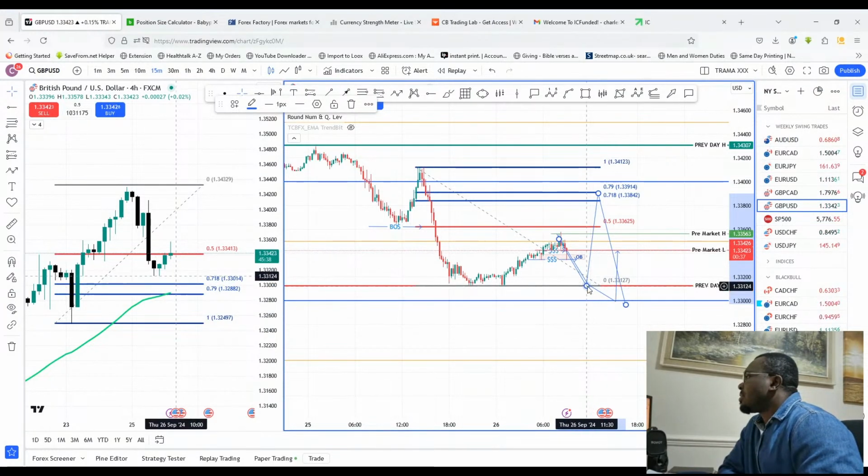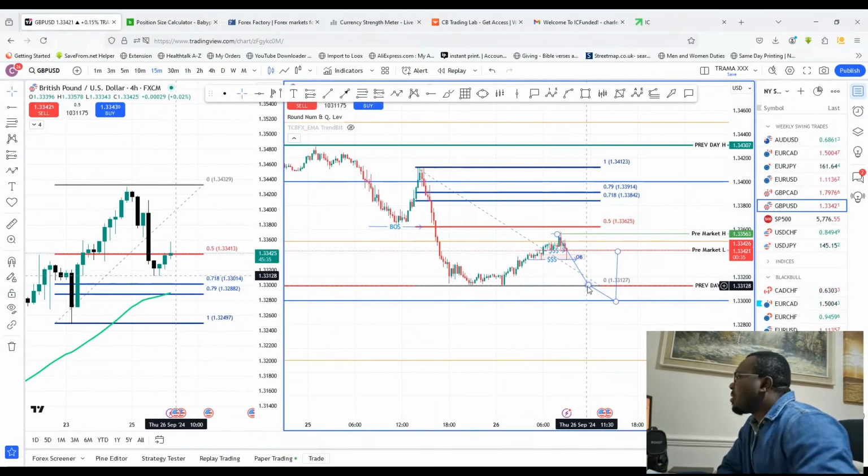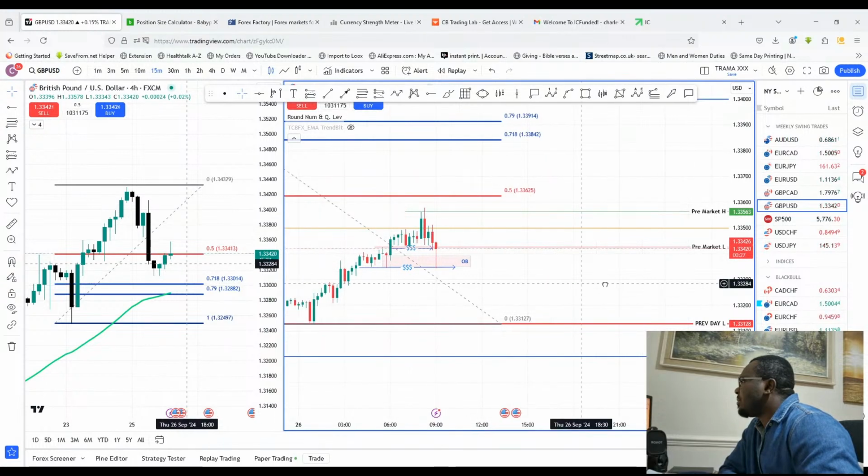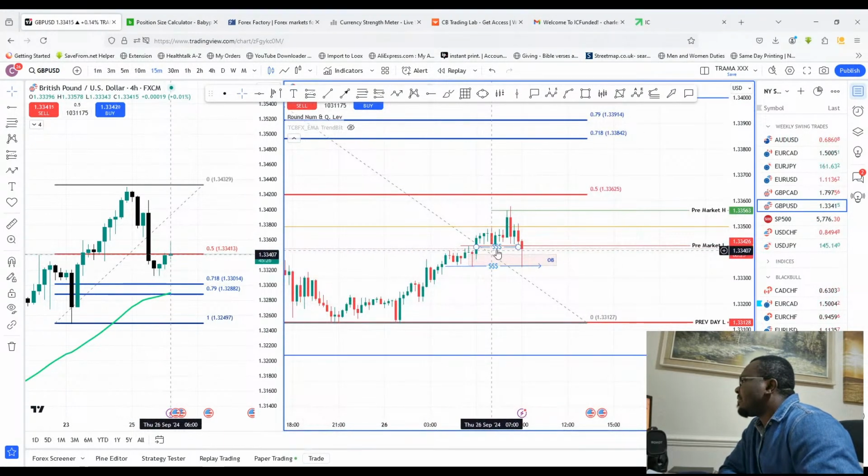So I'm anticipating that. Let me go deeper, closer into the 15 minutes time frame. Let's zoom in so you can see what I mean. Now we find the first inducement. That is the first liquidity induced, but we can see price pushing up.